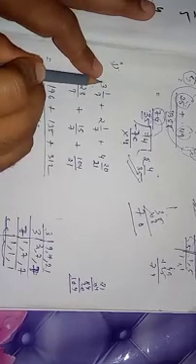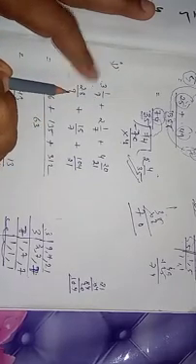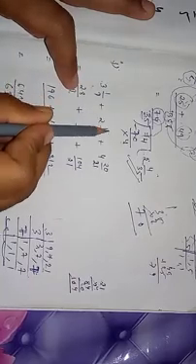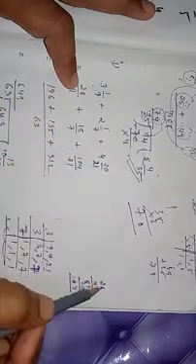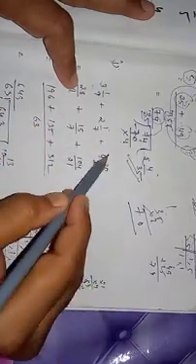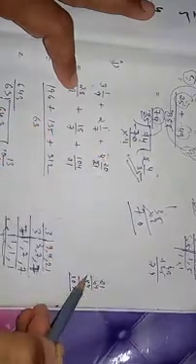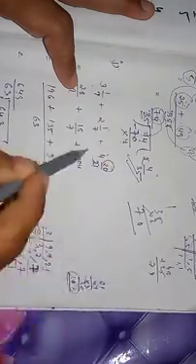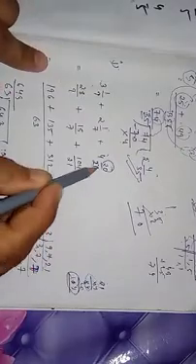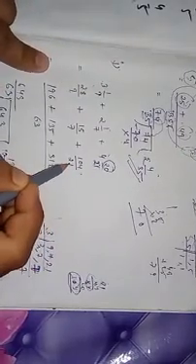9 3s are 27. 27 plus 1, 28 by 9. 7 2s are 14. 14 plus 1, 15 by 7. 21 into 4, you have to multiply. 21 into 4, you are getting 84, and add this 20. After adding this 20, you are getting 104. So I have written 104 in the numerator and 21 will be in the denominator.